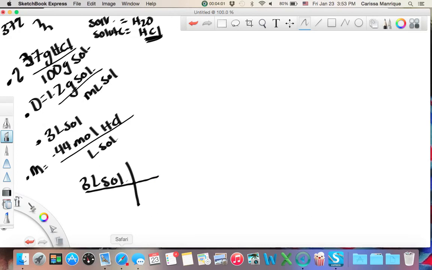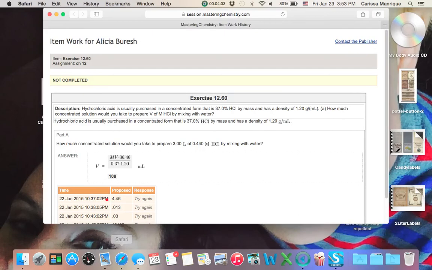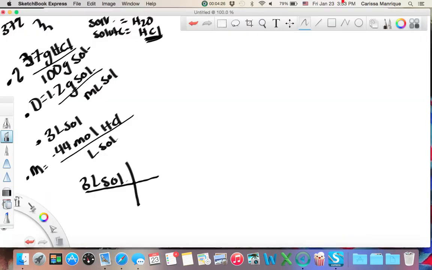And let's make sure we know what we're solving for. We're trying to find out how much of the solution do you need to add in here to make 3 liters of 0.44 molar solution. So we have a beaker. Let me kind of explain what this means. We have this beaker over here, and we have this solution. So we have some hydrochloric acid right here, and we are trying to make this new solution.